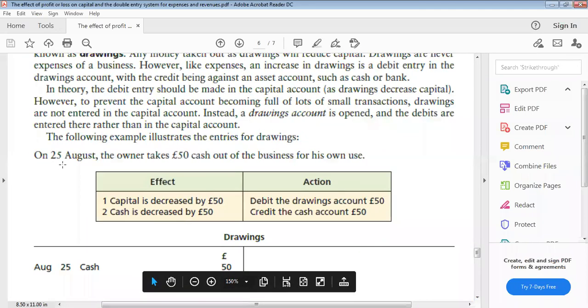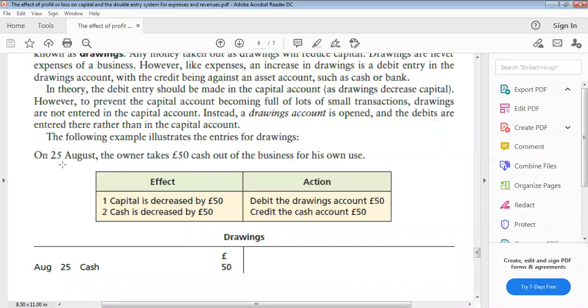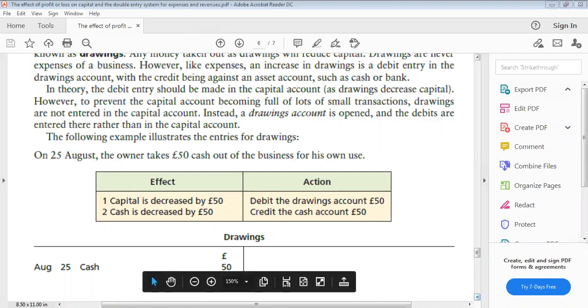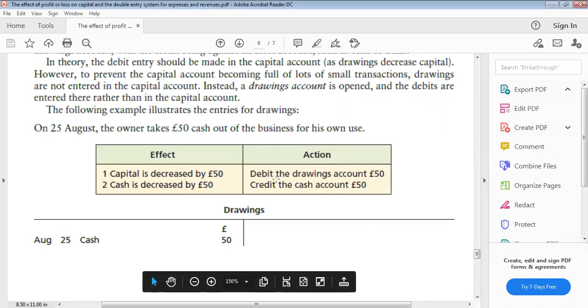On June 25, the owner takes $50 cash out of the business for his own use. Capital decreased by $50. So you would debit the drawings account with $50.